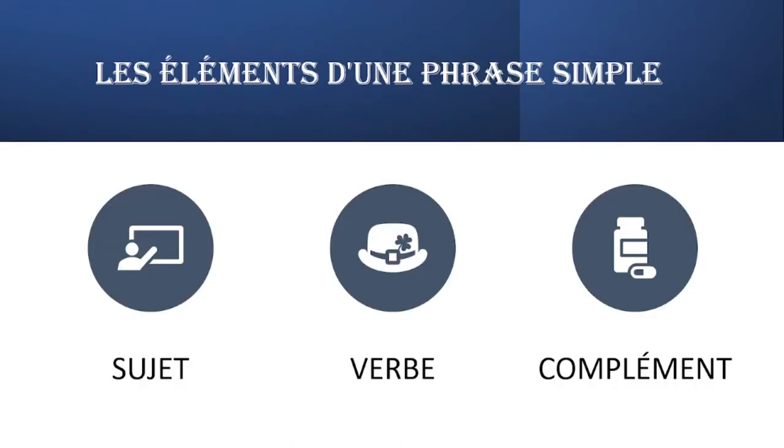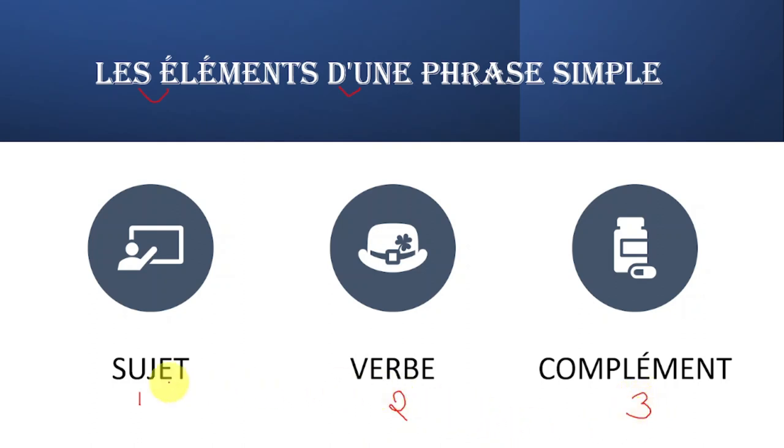So inside of the simple sentence, we have three elements: sujet, verbe, complément. So this is why I end up putting it like this. Les éléments, this one I link them like this. And here I'm going to link them, okay? Les éléments d'une phrase simple. We have one, sujet, which is a subject. We got the verb. We got the complement, okay?